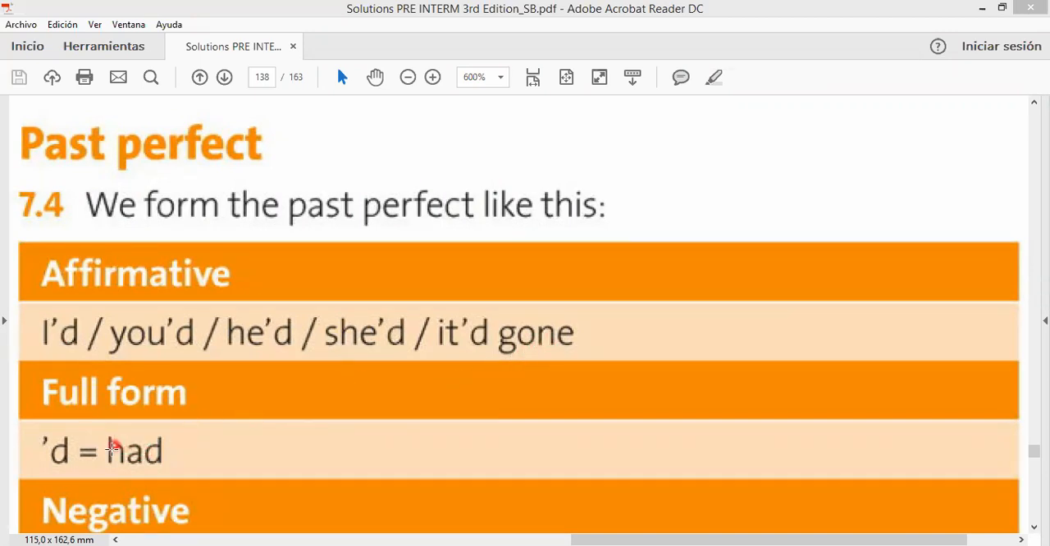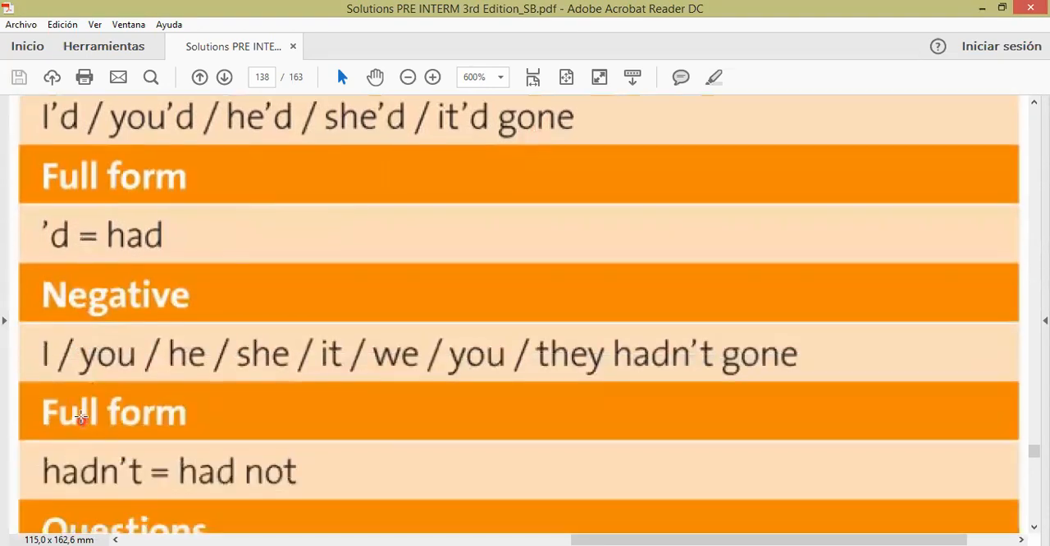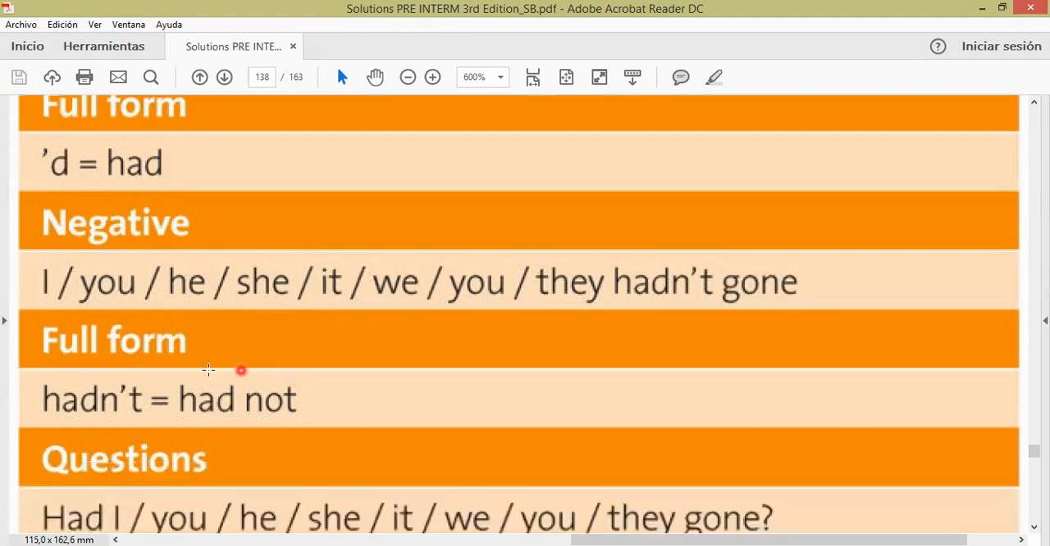Let's remember that the full form of the auxiliary verb is had, which can be shortened using the apostrophe and the letter D. Let's see the negatives now. We form the negatives with the subject, the negative form of the auxiliary verb, and the past participle. For example, I, you, he, she, it, we, you, they hadn't gone. Let's remember that the full form of the auxiliary verb is had not, which can be shortened using hadn't.